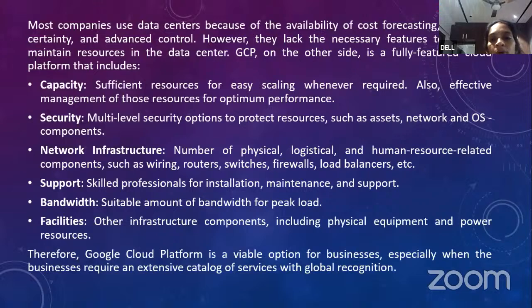Why do most companies choose GCP? Its capacity: it provides huge capacity for our data, very multi-level security for our data, and global infrastructure for networking. It supports bandwidth. If we have any doubts in Google Cloud, it offers support with skilled professionals already trained in GCP. If we have any doubt, we can directly call the call center or the Google Cloud support center. They have skilled professionals who will easily guide how to install and how to maintain everything. They will provide support. Facilities-wise also, the infrastructure components, including physical equipment, everything they will provide.